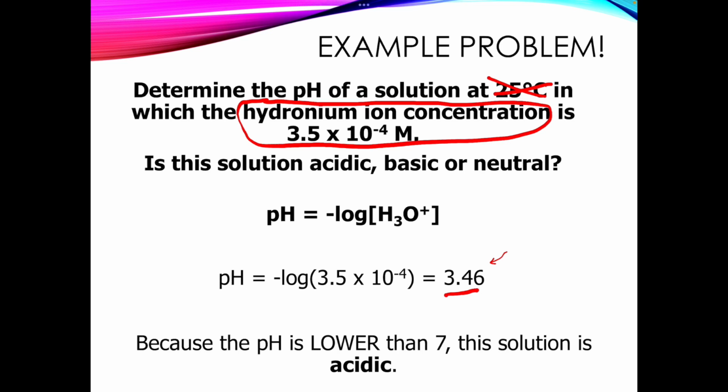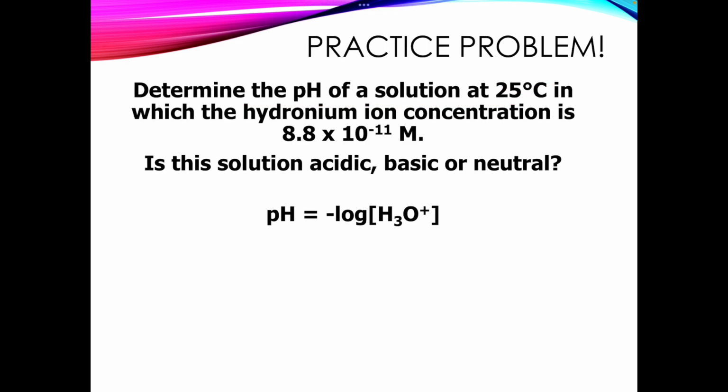Okay, so again, try not to make this any harder than it is. If you've got your concentration, you'll just type in the negative log of that concentration, you'll get a number, and then you'll compare it to 7. If it's less than 7, it's acidic. If it's greater than 7, it's basic. All right, I want you to try one now.